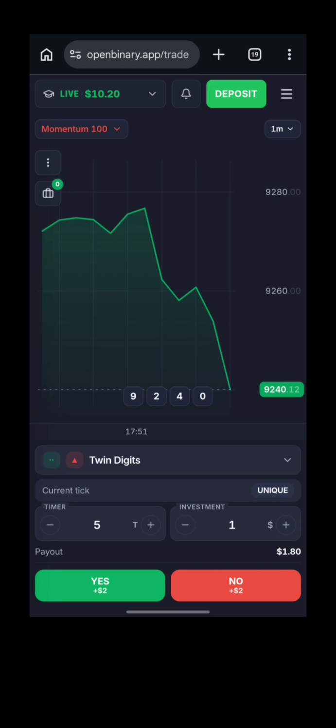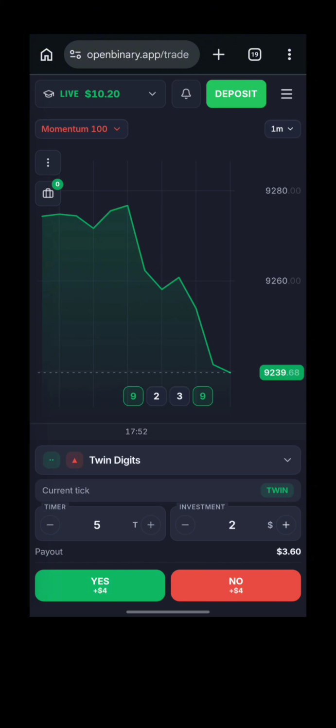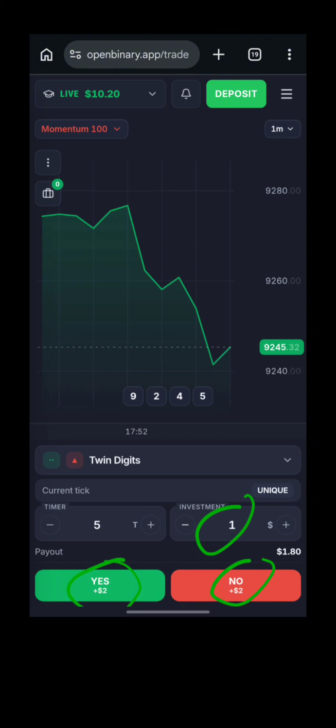I always implement the martingale strategy. Right now I have around $10 in my account, and the best stake that I can start with, in case I'm going to use martingale, is $1. If I trade with $1, I am going to get another dollar if I happen to be on the right side of the market.